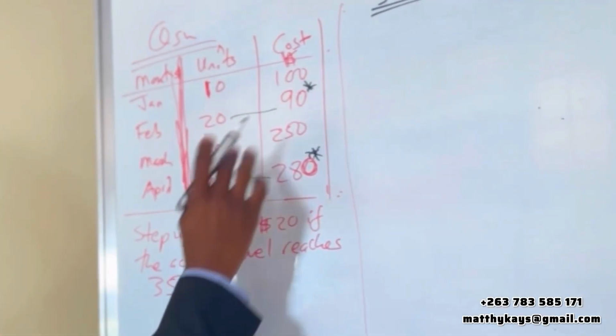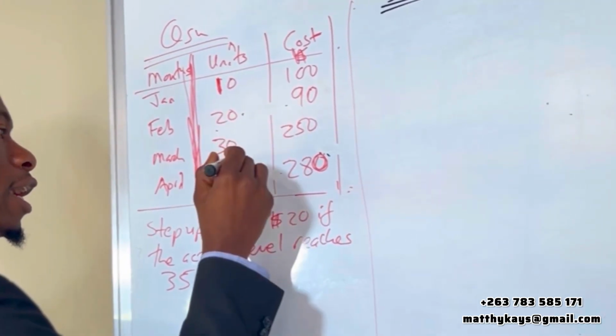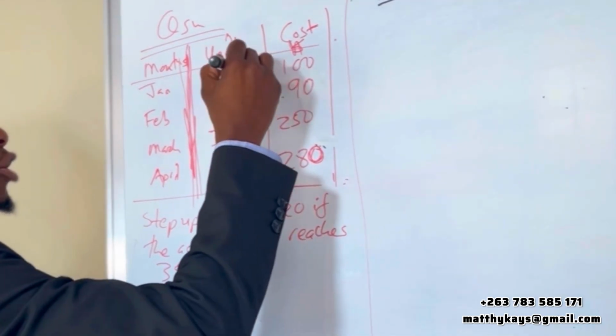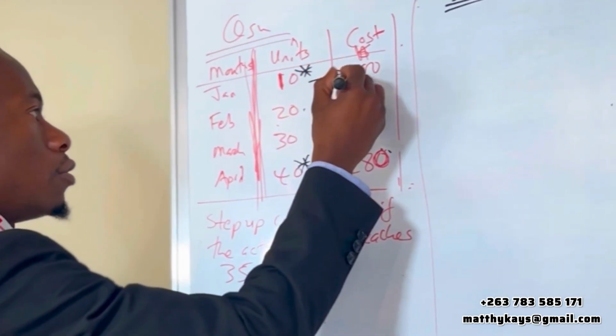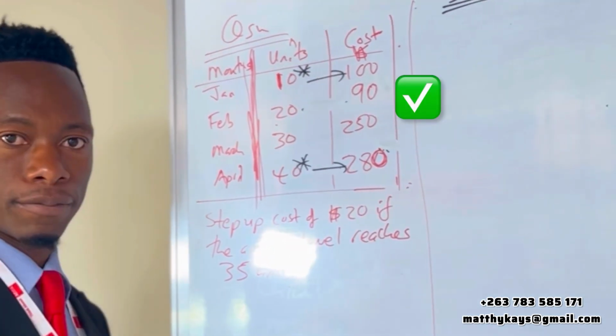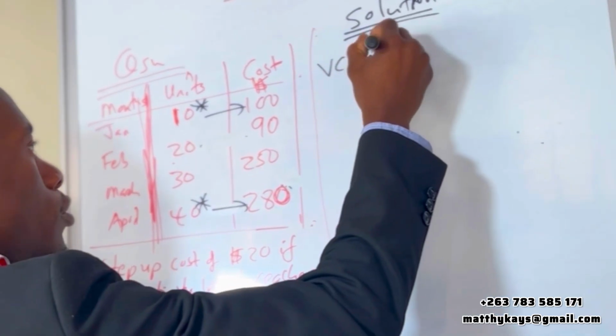So for our high-low here, the highest units is 40, the lowest units is 10 units. So that means the cost will be 100 for the lowest and 280 for the highest. So the first step, you calculate the variable cost per unit.